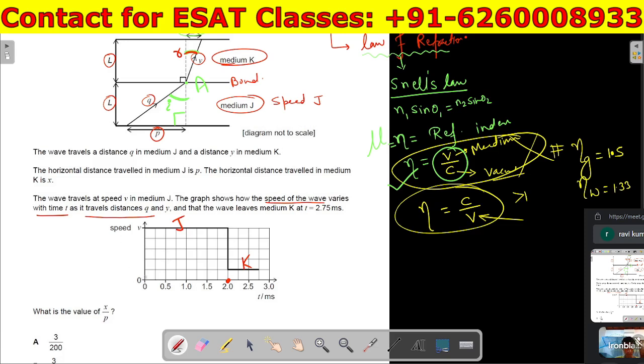Now see, 1, 2, 3, 4, 5. This v is 5 blocks. So this 5 blocks is representing v, isn't it? Count it: 1, 2, 3, 4, 5. This 5 blocks is counted as v. So one block is how much? One block should be v upon 5, isn't it? So it means in the medium k we have the speed of v upon 5. Can we take this?